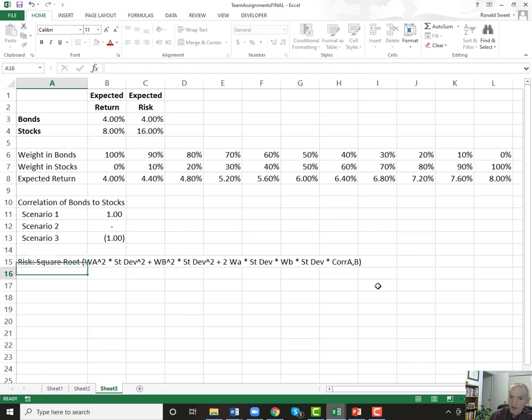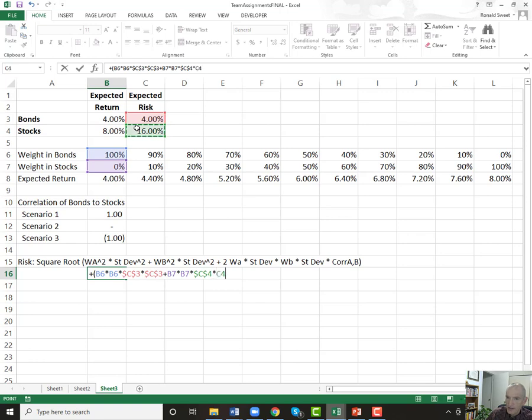So we're running out of time here, but let me do it real quickly. Let's set this up. We have the weight of A squared, that times the standard deviation of A squared, that times the weight of B squared, that times the standard deviation of B squared, plus 2 times the weight of A times the standard deviation of A, lock it in, notice how I'm locking it in, times the weight of B times the standard deviation of B, lock that in, times the correlation of A and B.